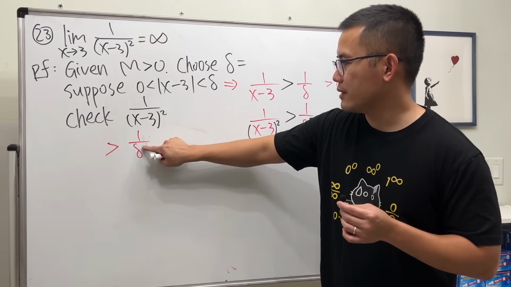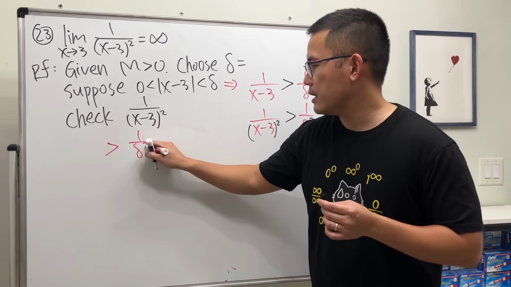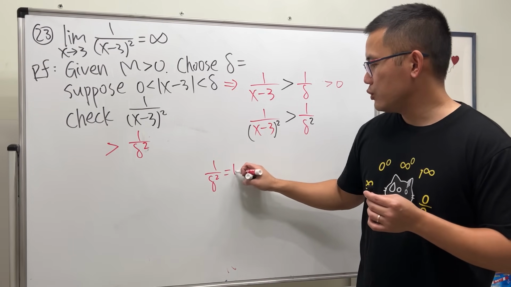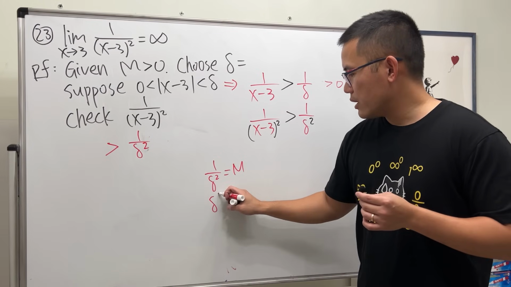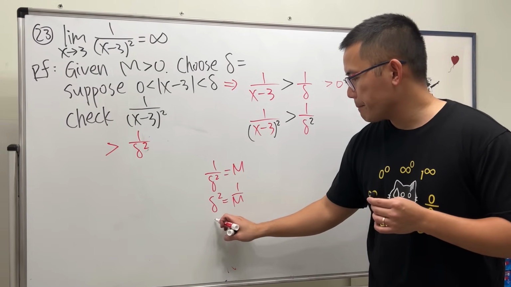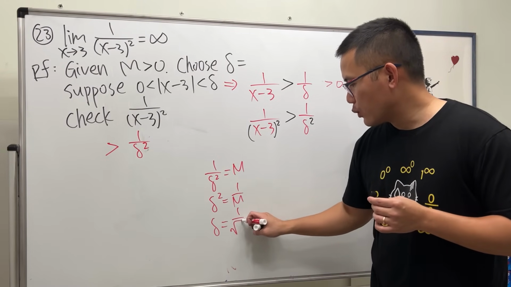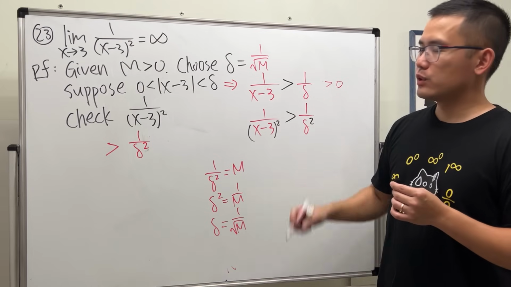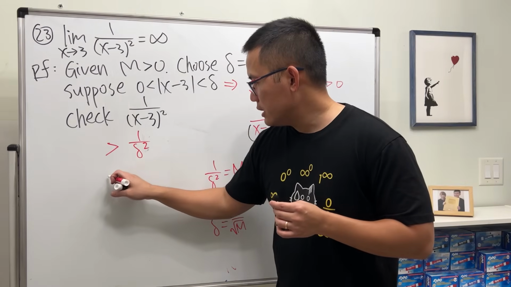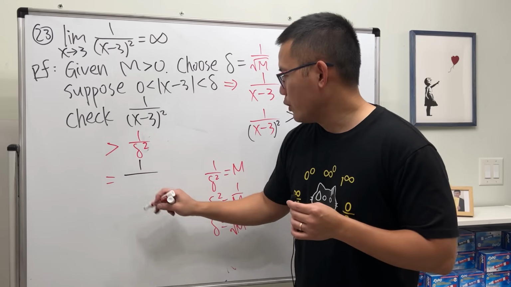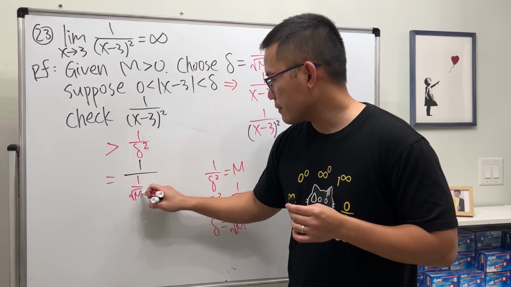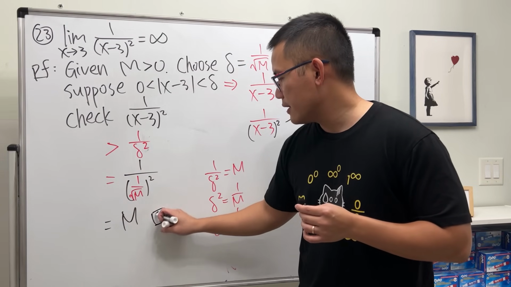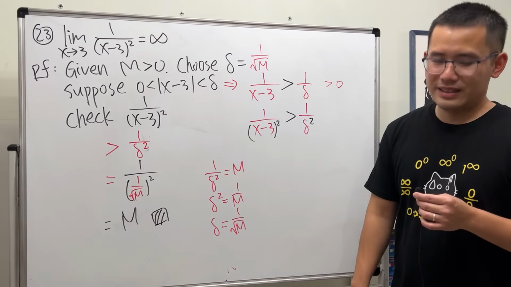Let's just put everything down in red. All right, now in order to figure out delta, set 1 over delta squared to be M. Delta squared equals 1 over M. Delta equals 1 over square root of M. That's what we want, 1 over square root of M. So this equals 1 over square root of M, and then we square that, which is just big M. One more.